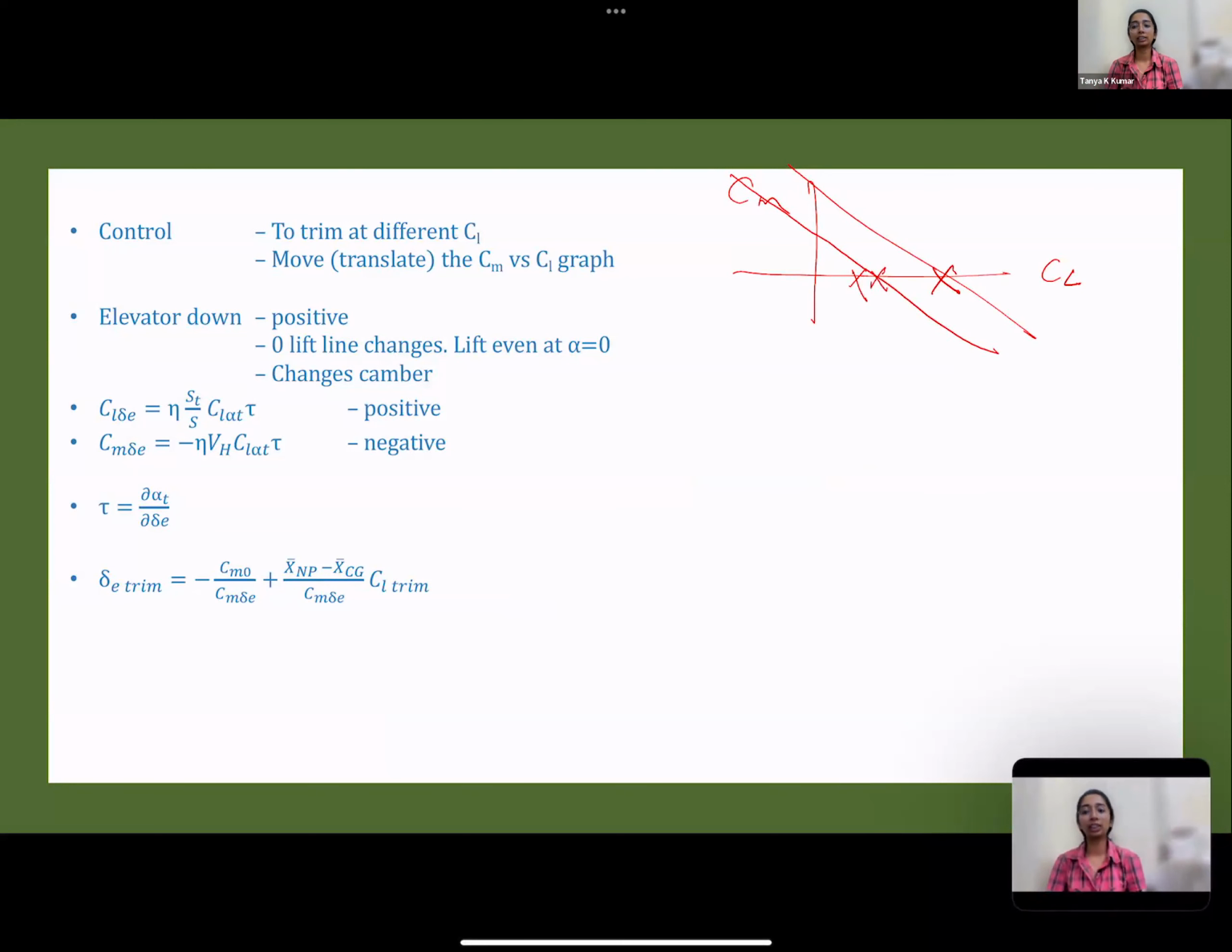It does not change the slope of the graph. It only shifts the graph. So what will change? In your Cm equation, Cm is Cm naught plus dCm upon d alpha into alpha. dCm upon d alpha and dCm upon dCl are both qualitatively the same. They are both negative for a stable aircraft. So the slope doesn't change if you deflect the elevator, which is consistent with the previous definition: control surfaces do not change stability. The slope remains the same. Okay, upon deflecting the elevator, what changes?